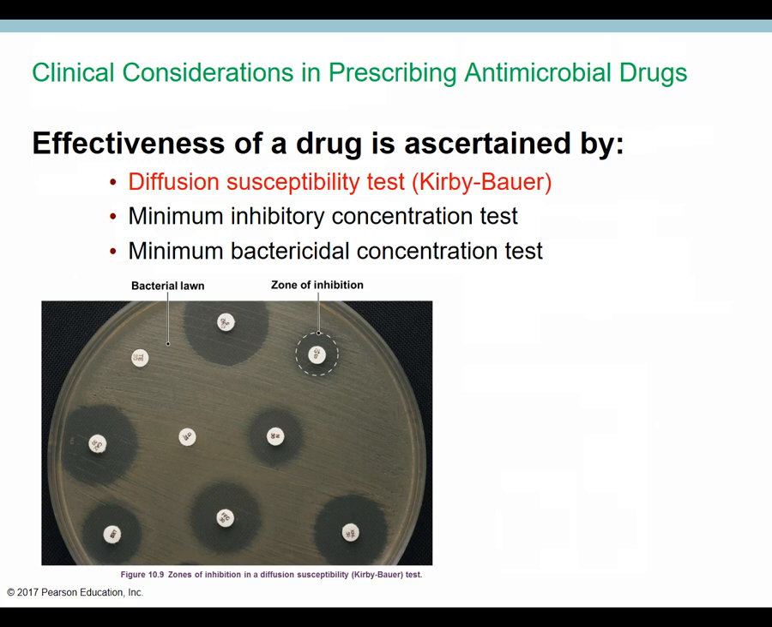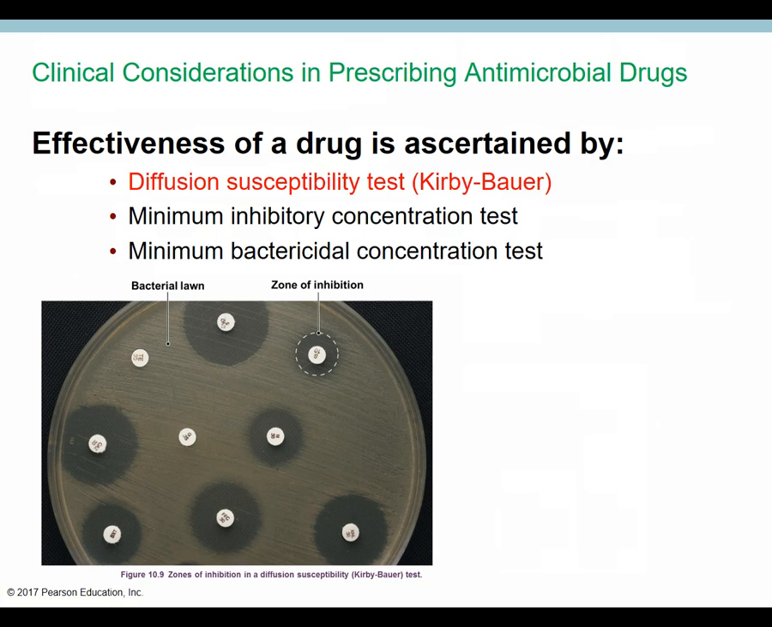One way to test the effectiveness of a drug is the Kirby-Bauer test that we did in lab. In the Kirby-Bauer test, you spread the pathogen on a plate, you put the different discs on the plate for the different antibiotics, and then you measure the zone of inhibition. Usually you're going to choose the antibiotic that is most effective against the pathogen, so you would pick the antibiotic that has the largest zone of inhibition, probably. Of course, that would depend on whether or not the patient is allergic to that antibiotic, but in general, you're going to pick the one that has the largest zone of inhibition.